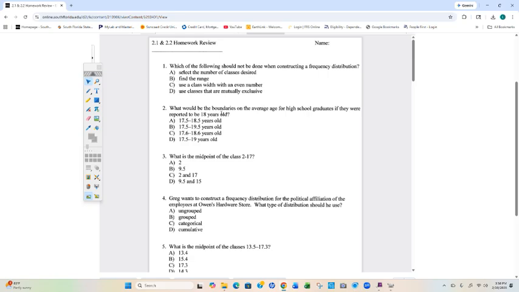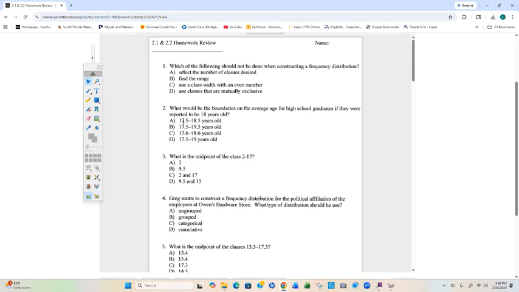Number 2, what would be the boundaries on the average age for high school graduates if they were reported to be 18 years old? A is 17.5 to 18.5 years old. B is 17.5 to 19.5 years old. C is 17.6 to 18.6 years old. And D is 17.5 to 19 years old. Okay, think about it and pause the video.